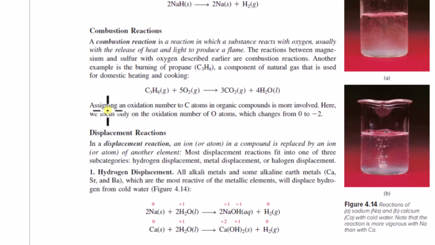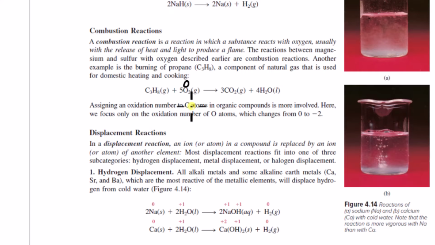Okay, but it says assigning an oxidation number to carbon atoms in organic compounds is more involved. So what do they mean by that? Well, let's go ahead and assign oxidation numbers here. So, we have the elemental form of oxygen. This is going to have an oxidation number of 0 on each oxygen.